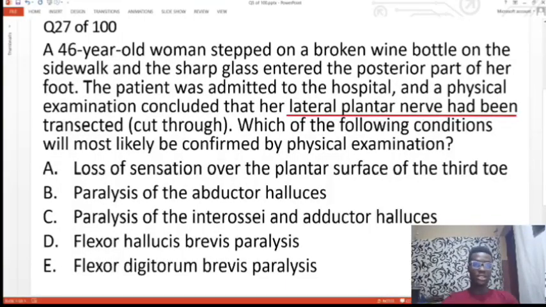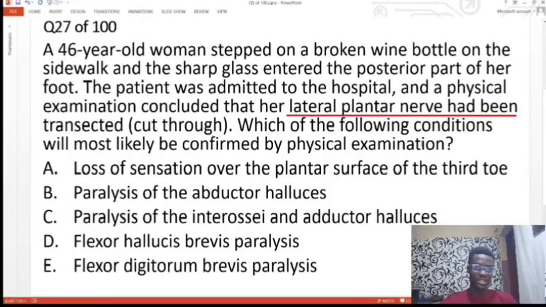Now in the third layer, the lateral plantar nerve innervates the remaining 2 muscles apart from the flexor hallucis brevis. It innervates the adductor hallucis and the flexor digiti minimi brevis. That is 2 muscles. We had 5 muscles initially, so now we have 7 muscles innervated by the lateral plantar nerve.